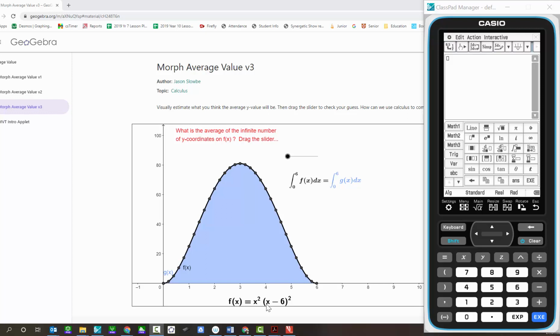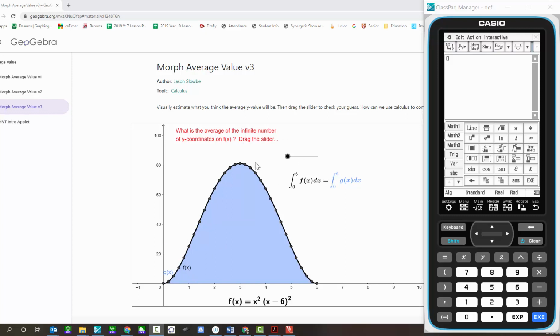Okay, now here's a function pictured. So I've got x squared multiplied by (x take 6) all squared. Now, what I'm looking for is the average value of the function between 0 and 6. Remember, the function produces infinitely many y values between 0 and 6. If I look at all the y values that it can produce, what would it be on average? You can see here that it goes up to 80 and then it goes back down again.